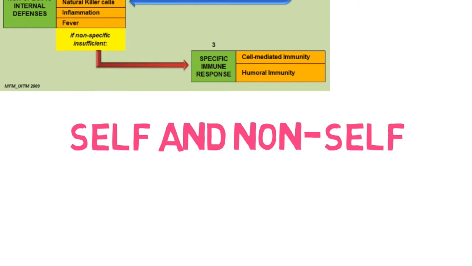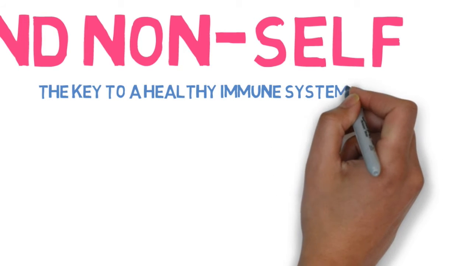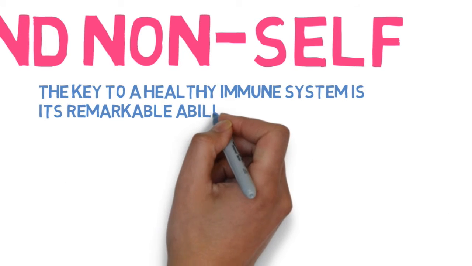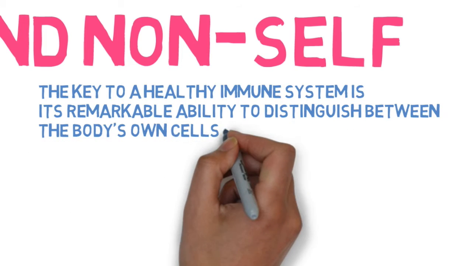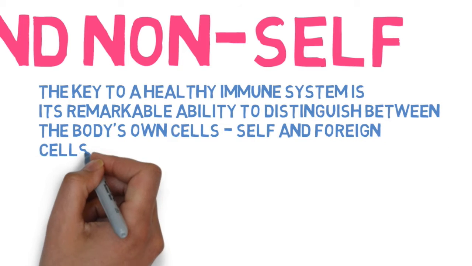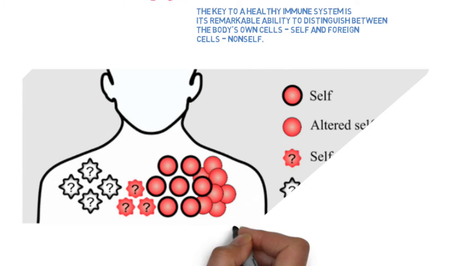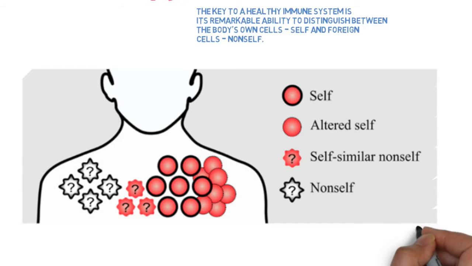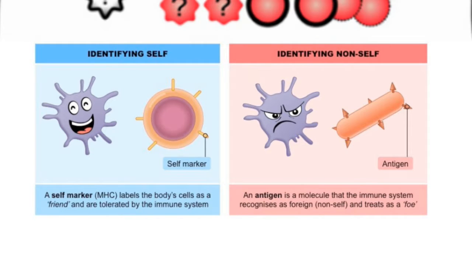Self and non-self. The key to a healthy immune system is its remarkable ability to distinguish between the body's own cells, which is considered as self, and foreign cells, which is considered as non-self. The body's immune defenses normally coexist peacefully with cells that carry distinctive self-marker molecules. But when immune defenders encounter cells or organisms carrying markers that say foreign, they quickly launch an attack.